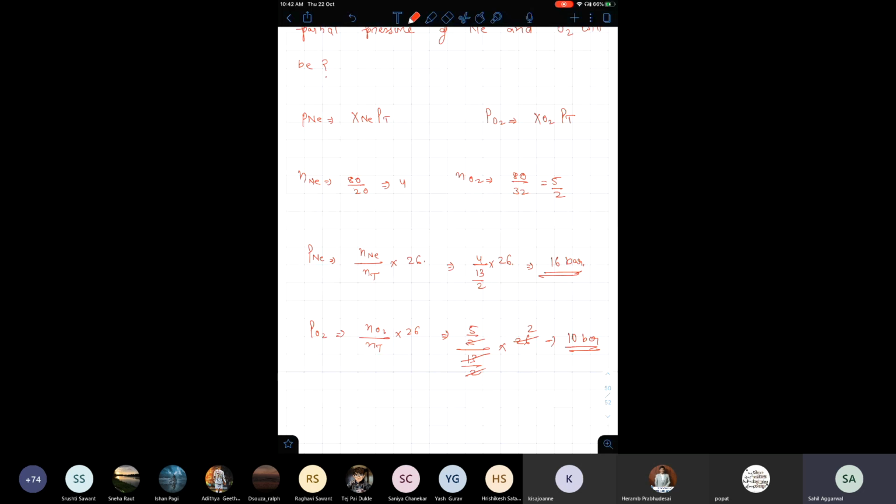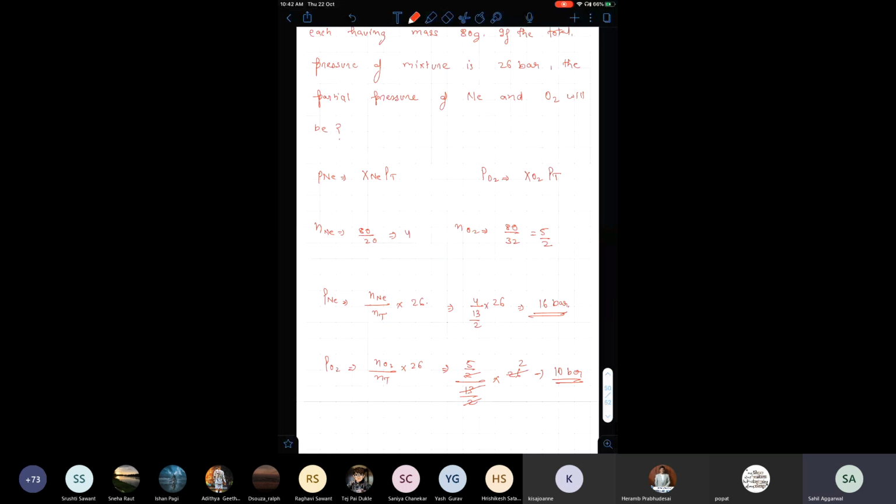Very good, Varun, Shifa, Rishikesh. Sanika didn't do this one. Excuse me, sir. Yes, so you got 13 by 2. It was the sum of these two. Total mole is 4 plus 5 by 2. Take the LCM. It will be 8 plus 5 by 2. That is 13 by 2. Right?